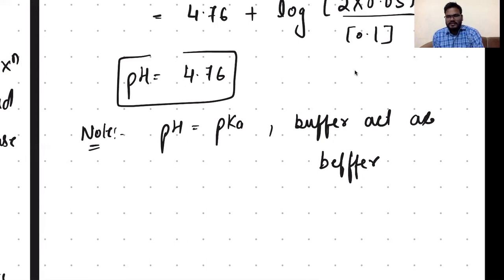So in this lecture, let us restrict ourselves to here only. The other concepts, buffer range, buffer capacity, buffer action, and the remaining topic of basic buffer will be discussed in the next lecture. I hope till now everything is clear. Thank you so much.